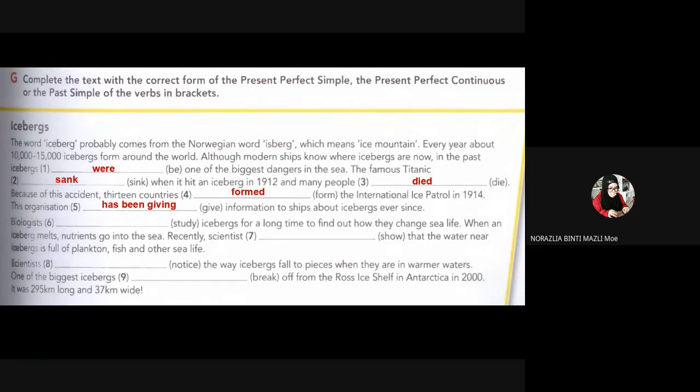Okay. And now number 6, biologists study icebergs for a long time to find out how they change sea life. So what do you think would be the answer? Studied. Keyword dia adalah for a long time. That would be the clue. For a long time.